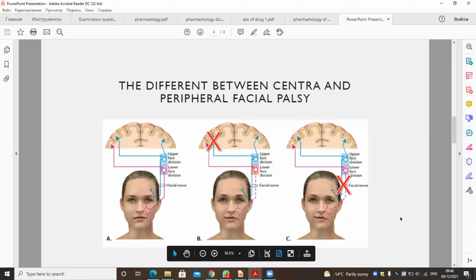We can also differentiate them by the forehead. In the peripheral type, half of the forehead is not moving. There is no movement. In the central type, you can still make expressions with your forehead muscle; there is still movement.